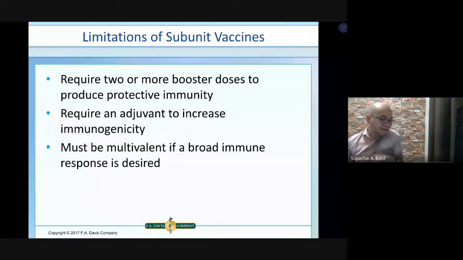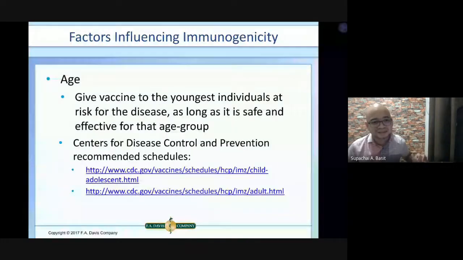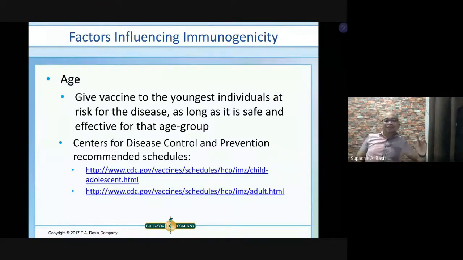Okay? So, however, there are limitations. Subunit vaccines would require two or more booster doses to produce protective immunity. They require an adjuvant to increase immunogenicity, and they must be multivalent if a broad immune response is desired. Ito mahalaga po, lalong-lalo na in COVID-19, because there are several variants being produced by the virus. So factors influencing immunogenicity, we have already discussed this in chapter 2, but to recall, age: we give vaccine to the youngest individuals at risk for the disease for as long as it is safe and effective for that age group.